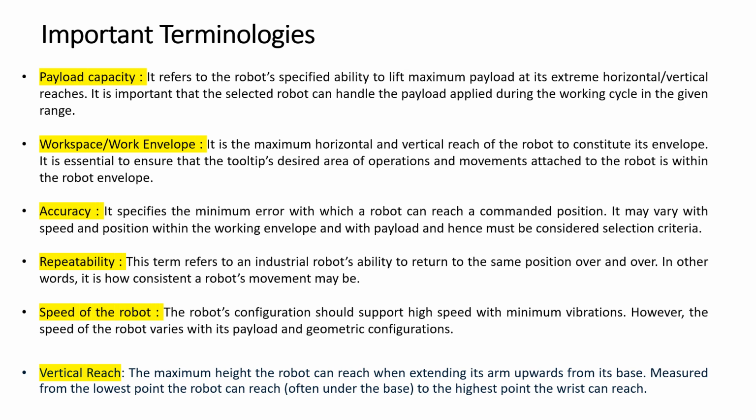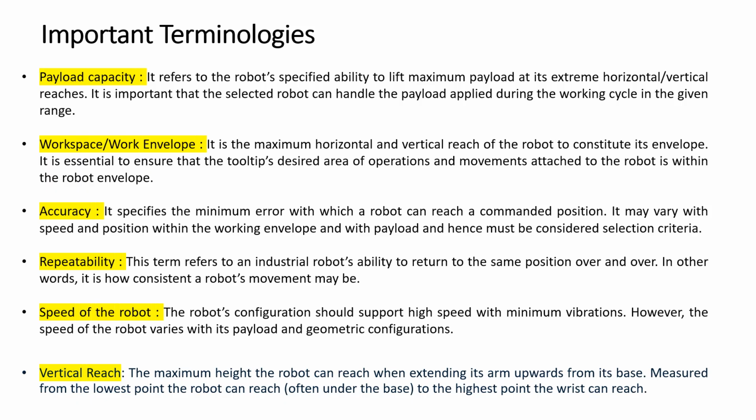Then the accuracy, which specifies the minimum error with which the robot can reach a specified position. You will be programming the robot so that it can reach a specified position. Now if you want to move the robot to x position, and the accuracy is, let's say, 10 micron or 15 micron, then when it reaches that position, the error between the required position and the actual current position of the robot should be within your limit, let's say 10 micron or 15 micron. That is the accuracy the robot can give you.